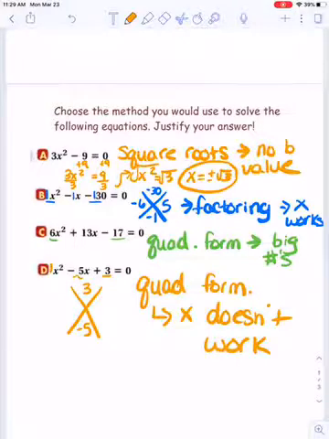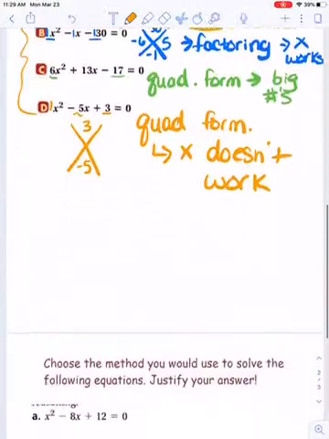Again, just as a recap, you could use quadratic formula on all of these, but obviously I think factoring goes a little bit faster, so when I can factor, I'm going to factor. Or when there's no b value, I'm going to use square roots. But again, ultimately it is up to you.